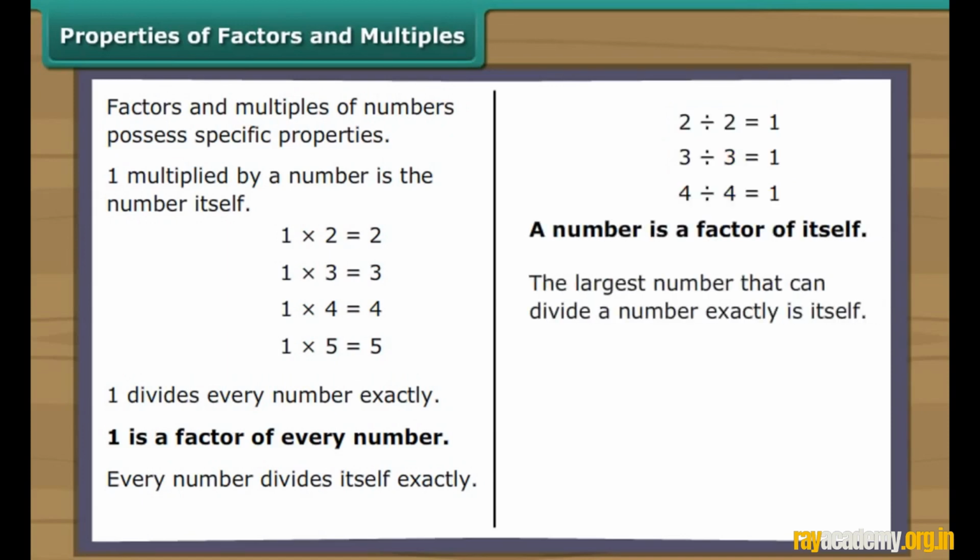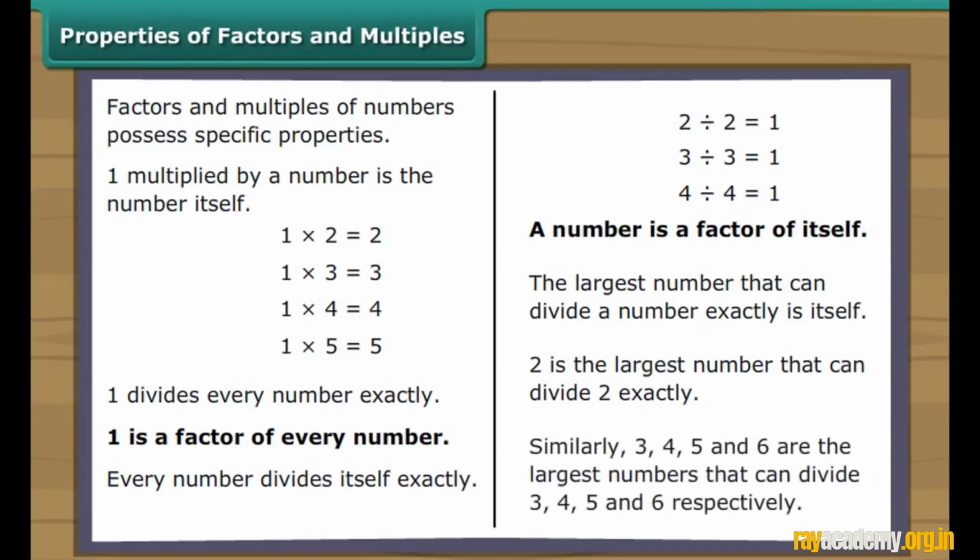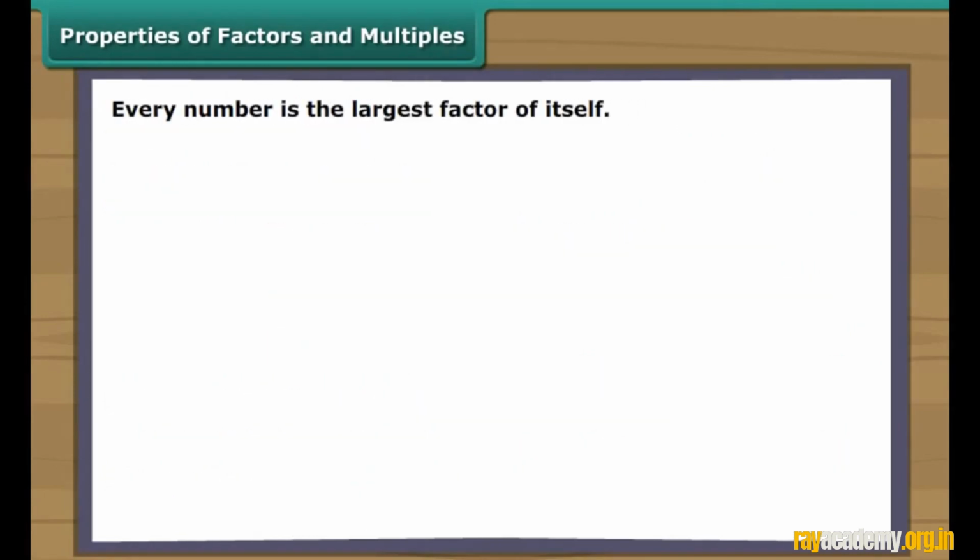The largest number that can divide a number exactly is itself. 2 is the largest number that can divide 2 exactly. Similarly, 3, 4, 5 and 6 are the largest numbers that can divide 3, 4, 5 and 6 respectively. Therefore, every number is the largest factor of itself.